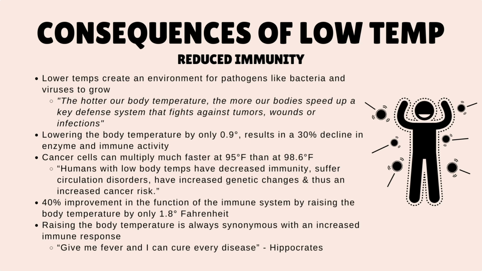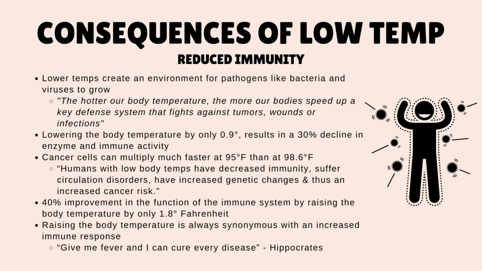Professor Hiromi Shinya, PhD at Albert Einstein College of Medicine, confirmed that lowering the body temperature by only 0.9 degrees Fahrenheit results in a 30% decline in enzyme and immune activity. He also discovered that cancer cells can multiply much faster at 95 degrees Fahrenheit than at 98.6 degrees Fahrenheit. The conclusion from his studies, quote, "Humans with low body temps have decreased immunity, suffer circulation disorders, have increased genetic changes, and thus an increased cancer risk."